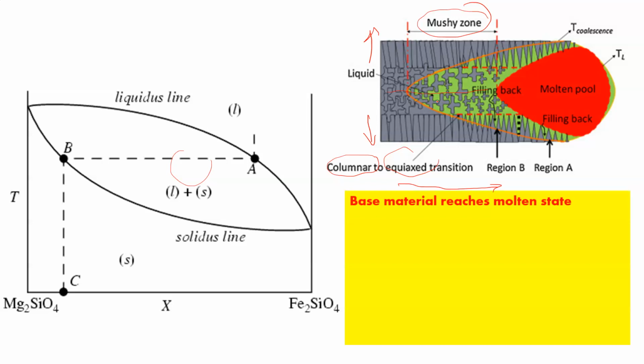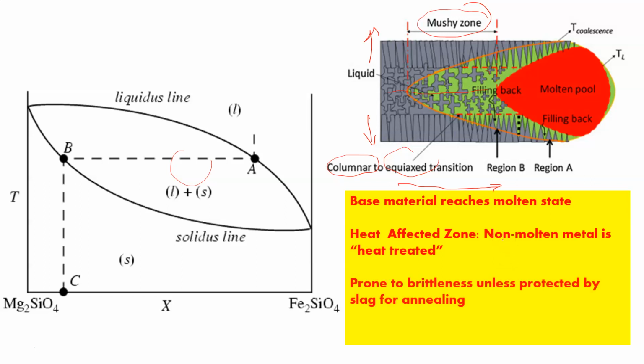So when we look at this, let's give a little summary of fusion welding. The base metal reaches the molten state. As you can see here, the base metal, because of some sort of electrodes, reaches the molten state. The heat affected zone, the non-molten metal, is affected, and is similar to a heat treating process. Now, it can be prone to brittleness, unless it's protected by slag.